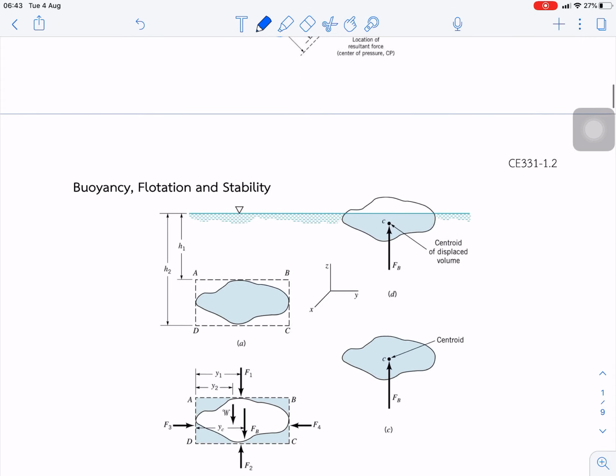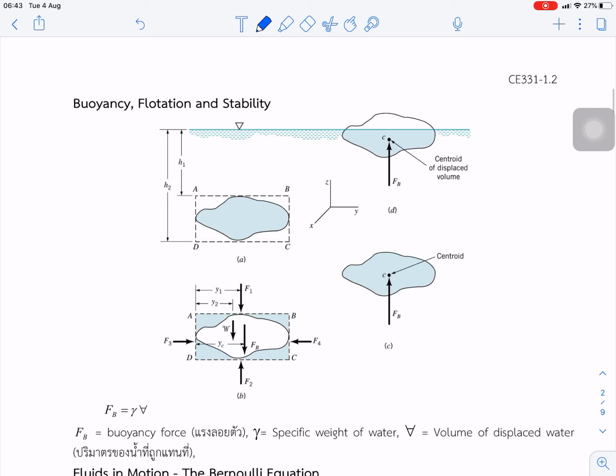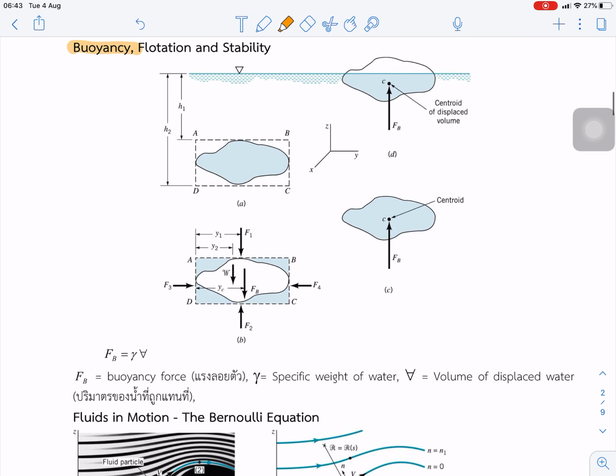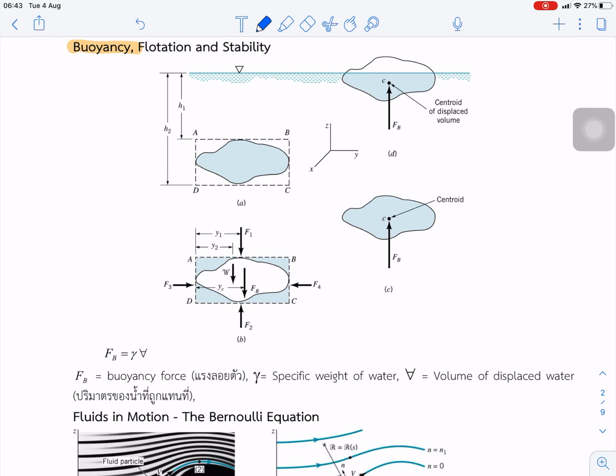Next topic is the buoyancy force, for flotation and stability. The main equation is buoyancy force equal to gamma times the displaced volume, the specific weight of water times the volume of displaced water.